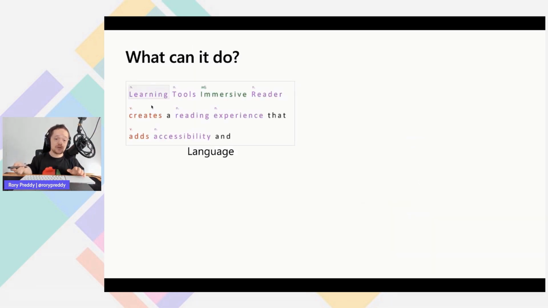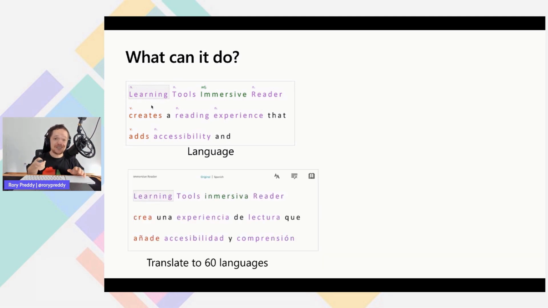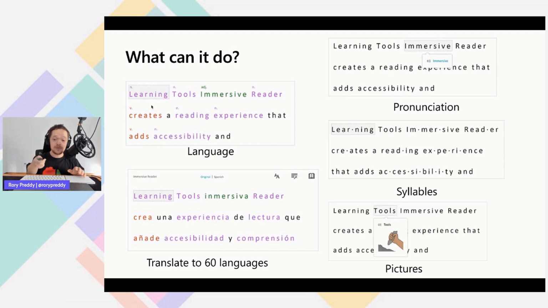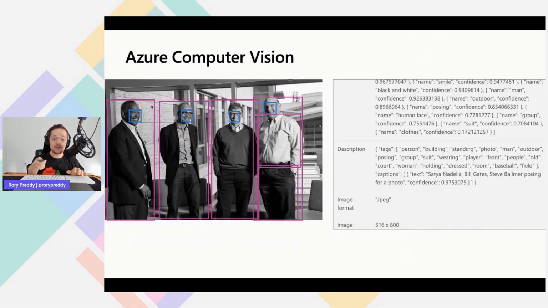So what can Immersive Reader do? It can identify language, so for early childhood reading, this is great. You can also translate into 60 different languages. I'm going to show you how to do it in French. It also does pronunciation, so it can read the text out, and then syllables. And finally, it also has picture tools. And this is built into your Office products.